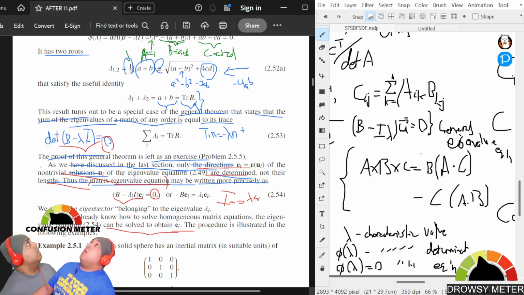Determinant is 0. For the determinant to be 0, two guys need to be parallel. B e_i. So I know how to solve a homogeneous equation. The eigenvalue equation can be solved to get e_i.